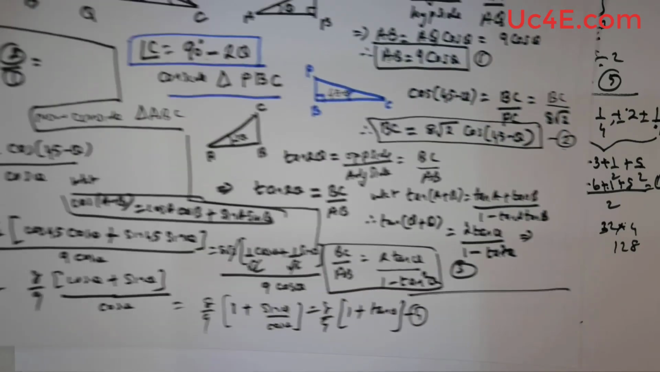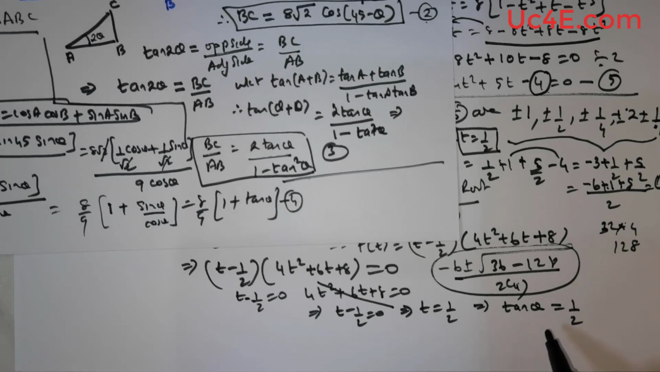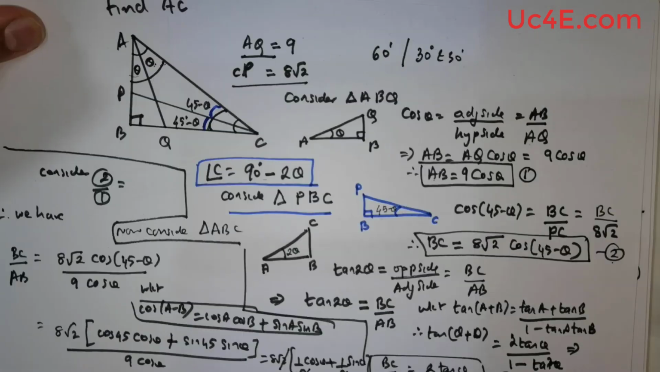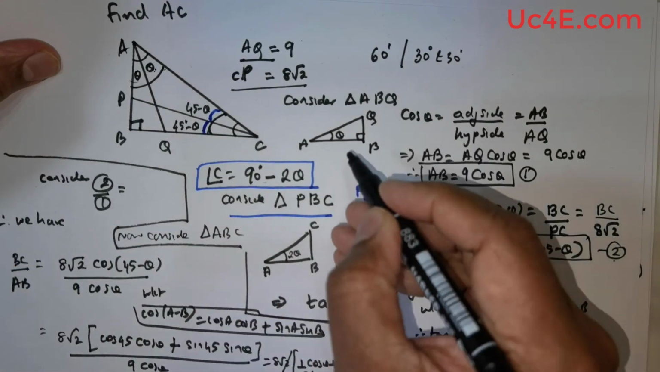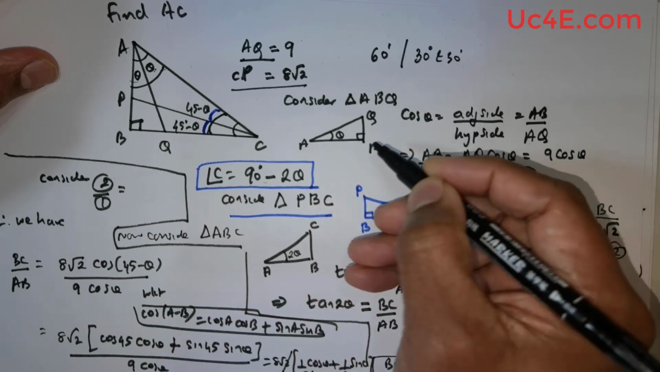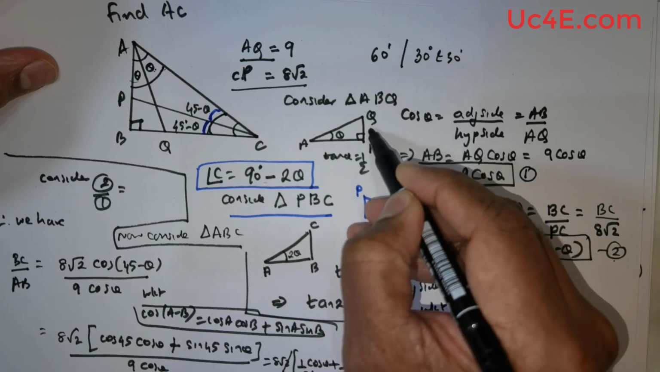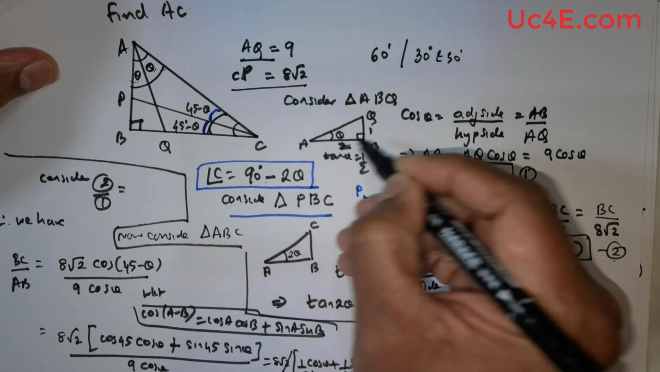And we got that value. So now it's time that we extract these values. So let's do that. Now I will use this triangle ABQ. So we know the value for tan theta, right? Tan theta is equal to 1 over 2. So this is 1 and this is 2. So AQ, we can extract the value for AQ.